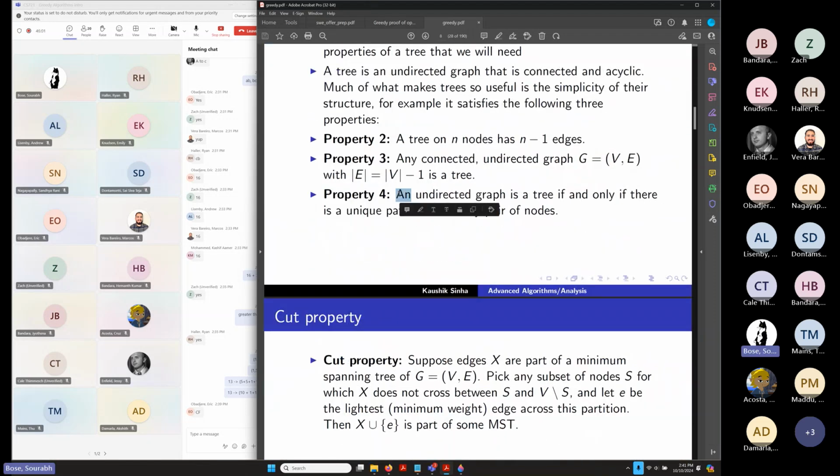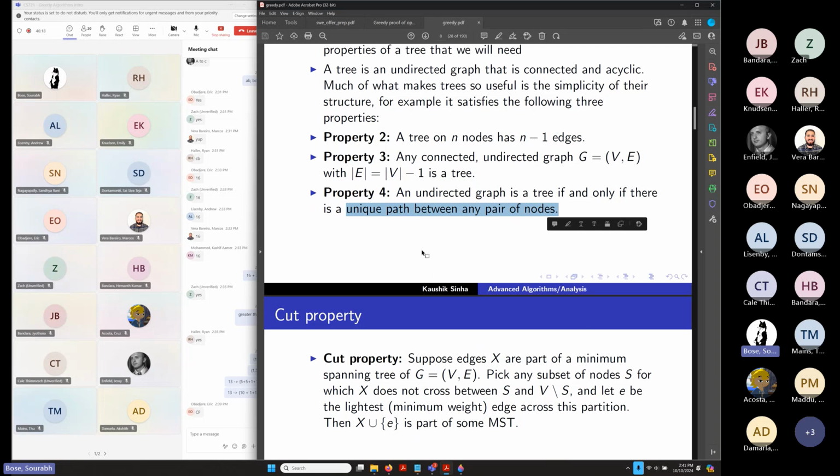Property 4: an undirected graph is a tree if and only if there is a unique path between any pair of nodes. So between any two nodes in a tree, there has to be a unique path. You cannot find another path going there because that would mean a cycle, and we do not have cycles in trees.